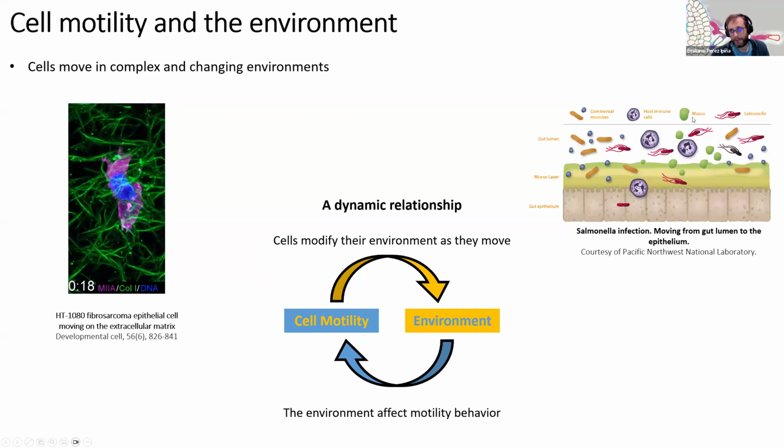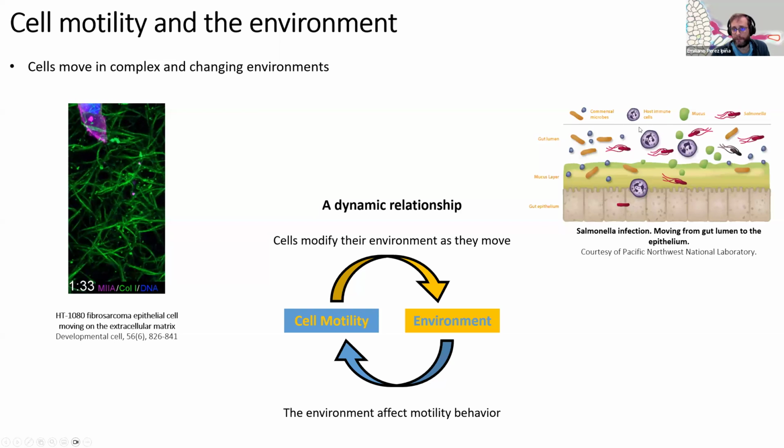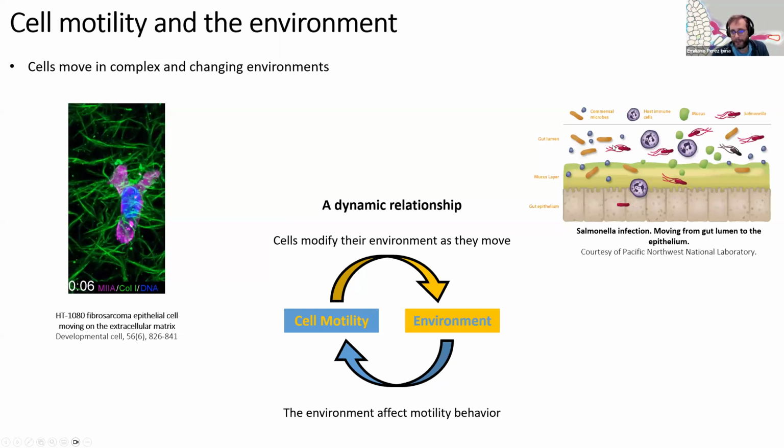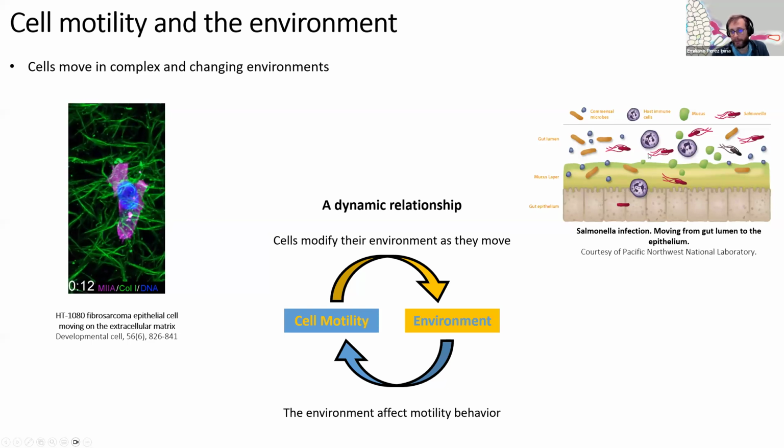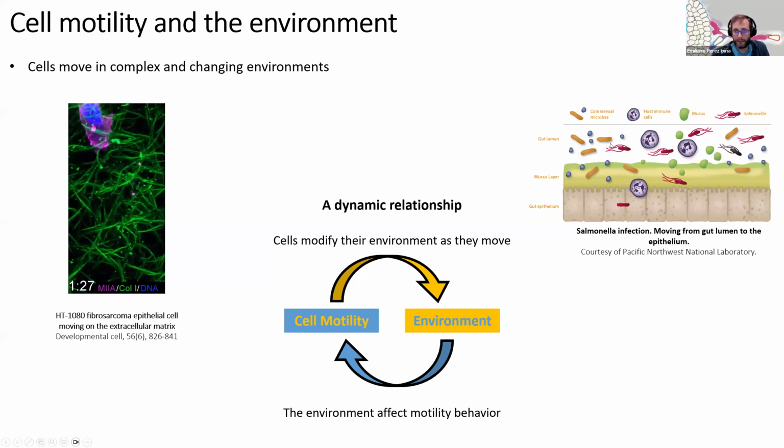On the other hand, we have the case of Salmonella infections. In order to cause an infection, Salmonella have to swim from the gut lumen towards the epithelium wall. And during this path, the bacteria have to traverse a very complex environment full of different types of microorganisms and other cells. You can think about these as obstacles. It's also going to traverse the mucus layer that has a very different viscosity than the lumen.